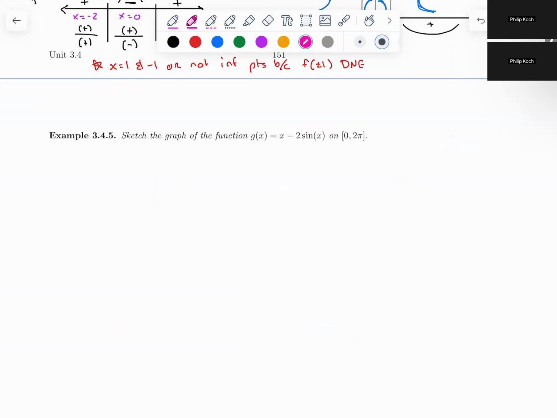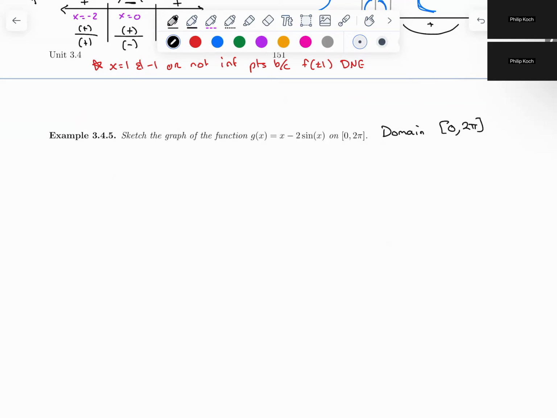So the domain is, well, actually, it's 0 to 2 pi. We've restricted it, and sine is defined everywhere. So of course it's defined on 0 to 2 pi. X is defined everywhere. So it's of course defined on 0 to 2 pi.